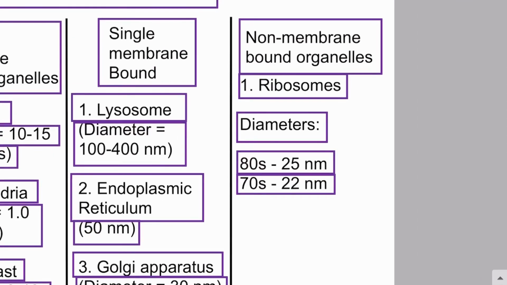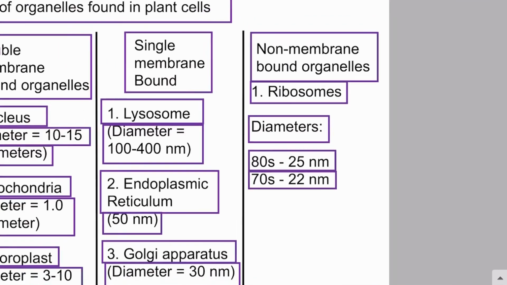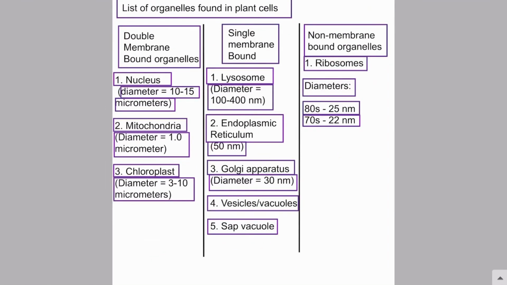And you already know the locations of the ribosomes. 80S ribosomes are present in the cytoplasm of the plant cell. They are present on the rough ER or rough endoplasmic reticulum. They are also found inside the nucleus. They are found attached to the nuclear envelope, whereas the 70S ribosomes are found in the mitochondria and chloroplast in the plant cells. Okay guys, this is the list of all the organelles that are found in the typical plant cell.